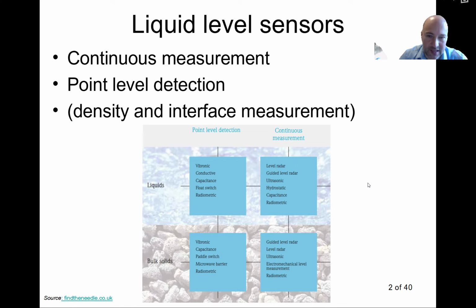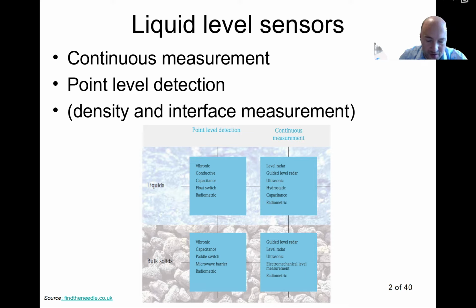Let me just divide the liquid level sensors into two groups. The first group will be called continuous sensors or continuous measurements. And in this group of sensors, we will be able to get continuously the distance. So the sensor measures the distance between the sensor and the liquid level, and gives us continuous info about this distance. So this distance is then measured, and we have it available either as an analog signal, voltage or current, or we may read it on some digital bus as a number.